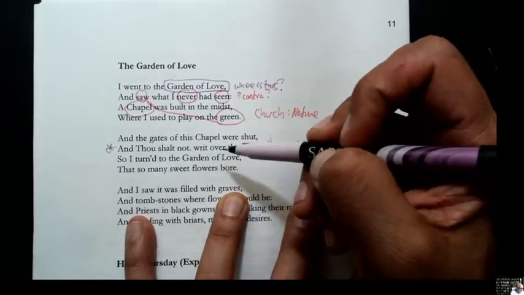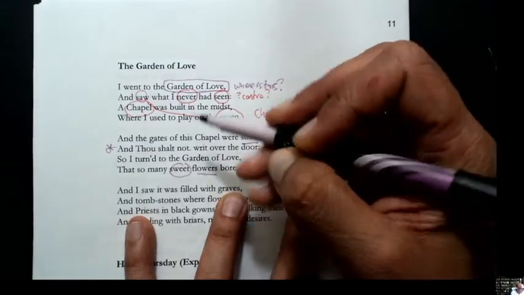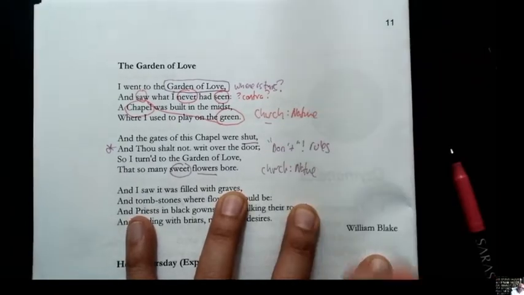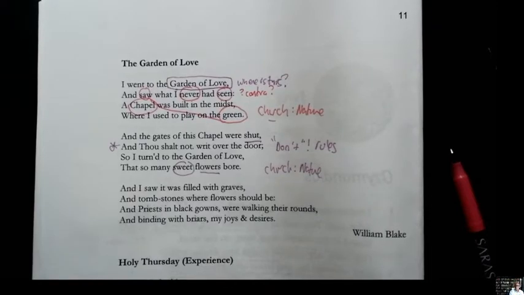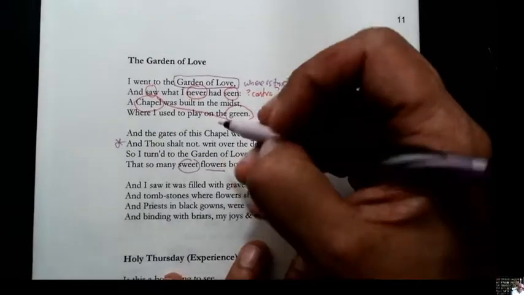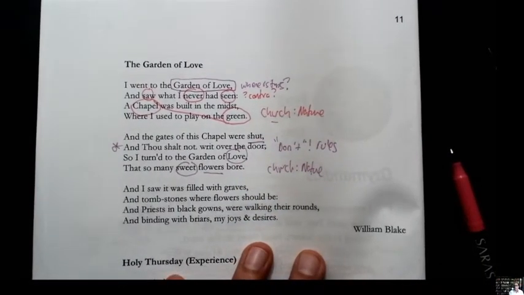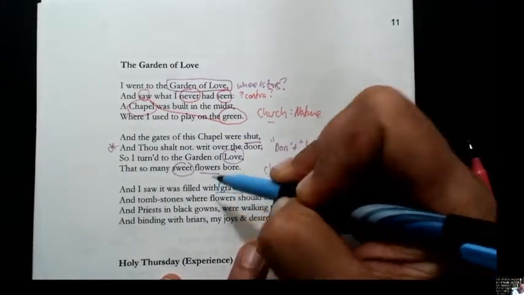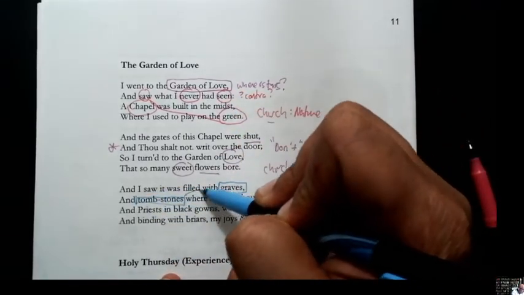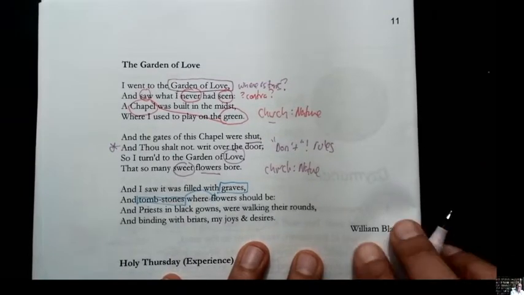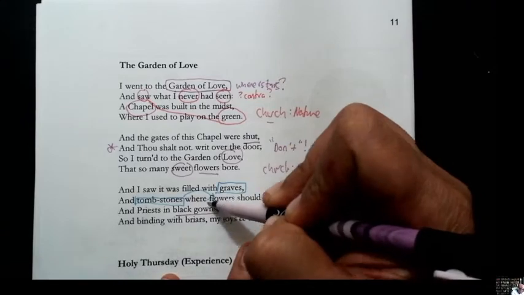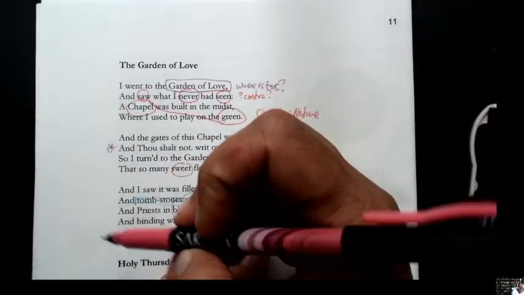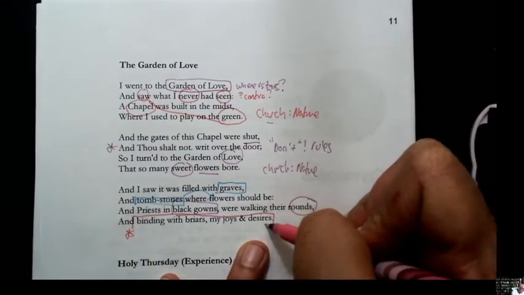"So I turned to the Garden of Love that so many sweet flowers bore." So again, we have the church versus nature and turning away from this. He doesn't like rules. He wants the sweetness of love. And still, I don't know where we are. "And I saw it was filled with graves." Whoa. Tombstones instead of flowers, and instead of love, "priests in black gowns walking their rounds, binding with briars my joys and desires."